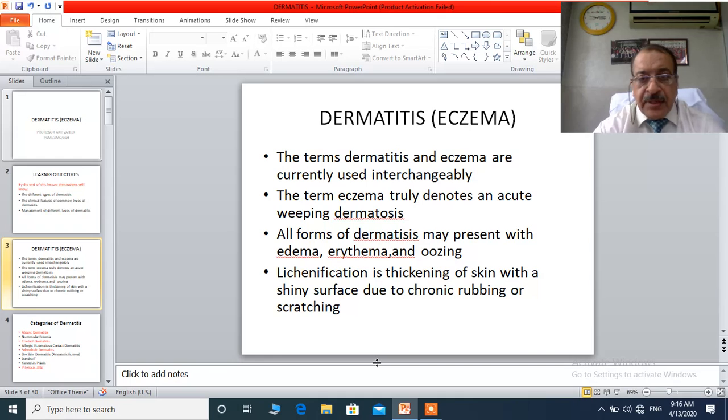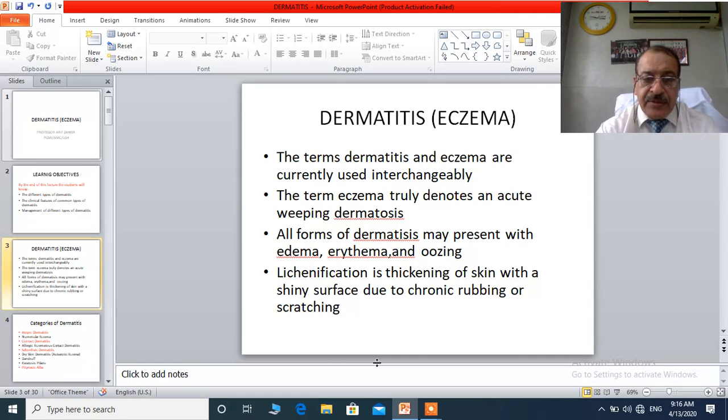The terms dermatitis and eczema are currently used interchangeably. The term eczema truly denotes an acute weeping dermatosis. All forms of dermatitis may present with edema, erythema, and oozing of fluid from the lesion.